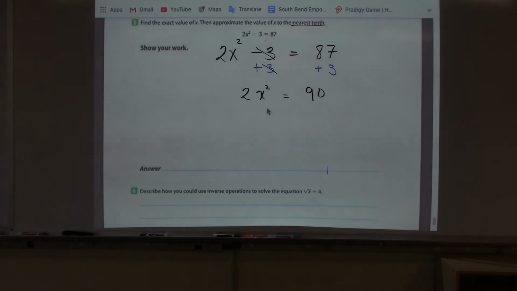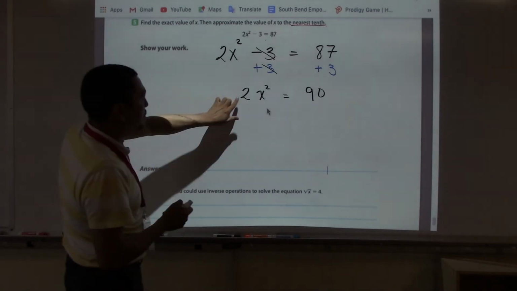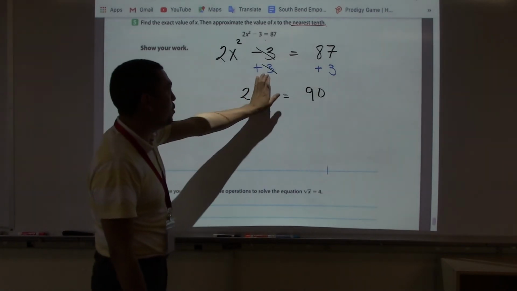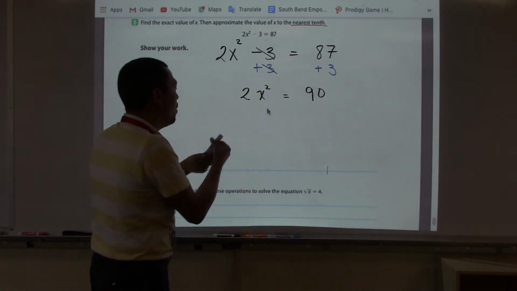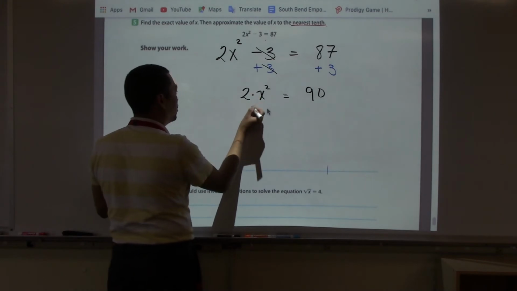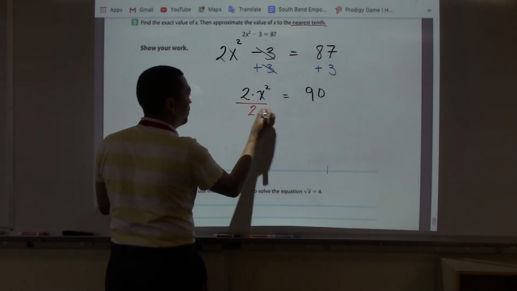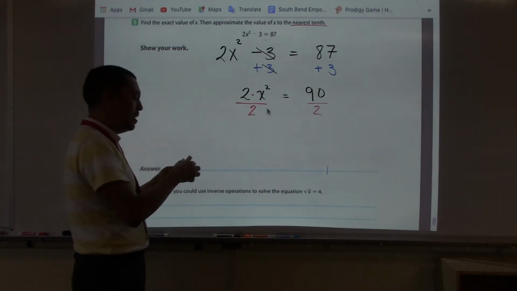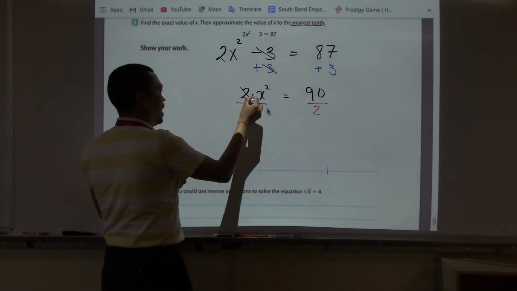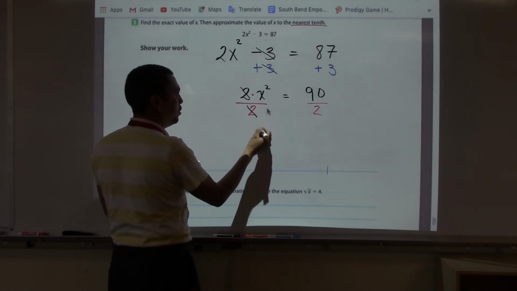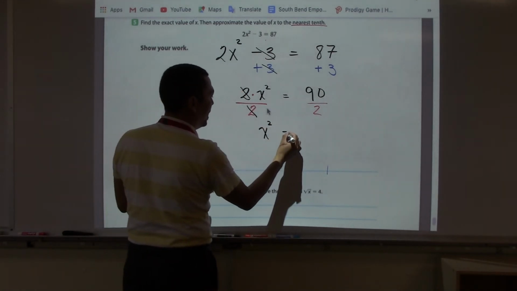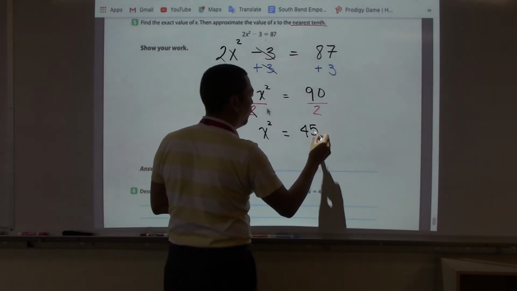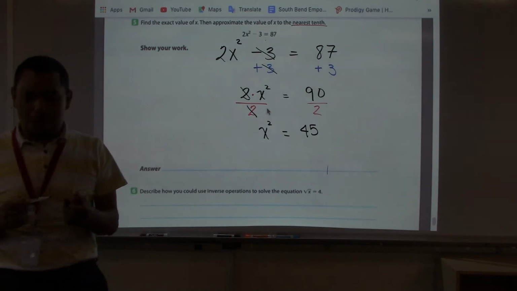Now, what we're going to do: I have 2 multiplying x squared. We need to leave x squared alone, so you cover your variable. What do you have? 2. What is 2 doing? It's multiplying, so I'm going to divide both sides of the equation. Whatever happens on one side happens on the other. So you cross out this number. 2 divided by 2 is 1. So you have x squared equals 90 divided by 2, which is 45.